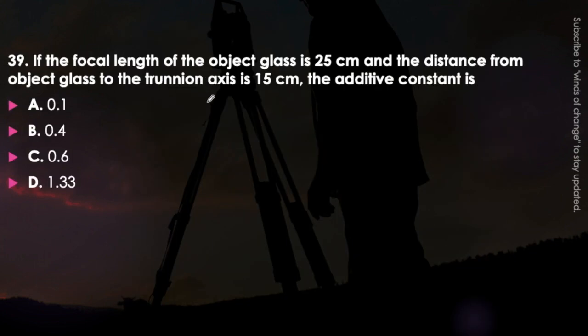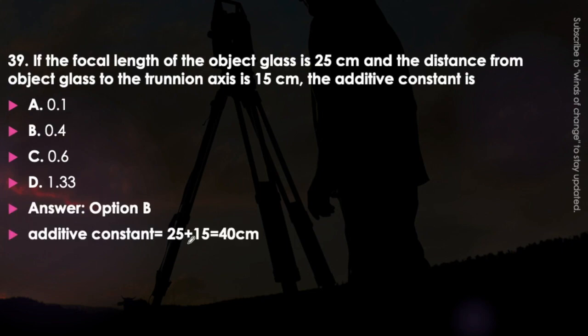Next question. If the focal length of the object glass is 25 cm and distance from the object glass to the trunnion axis is 15 cm, the additive constant is 0.1, 0.4, 0.6 or 1.33. Just think about it. In tacheometry, the additive constant is the sum of the focal length of the object lens plus the distance from object glass to the trunnion axis. So it will be the sum of these two: 25 plus 15, that is 40 centimeter, which can be represented in meters as 0.4 meter. So option B will be the correct answer.